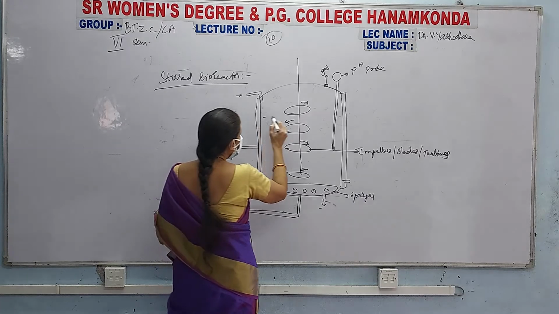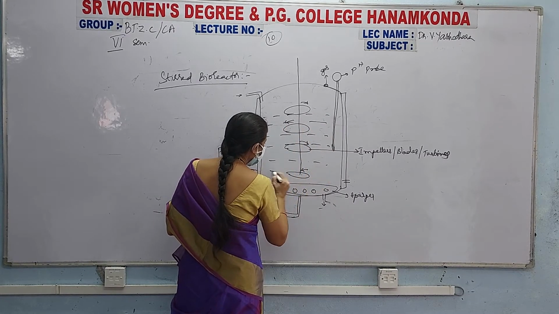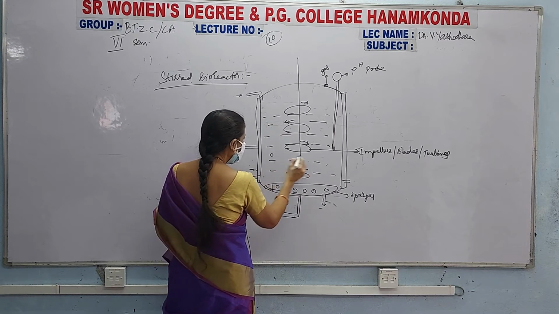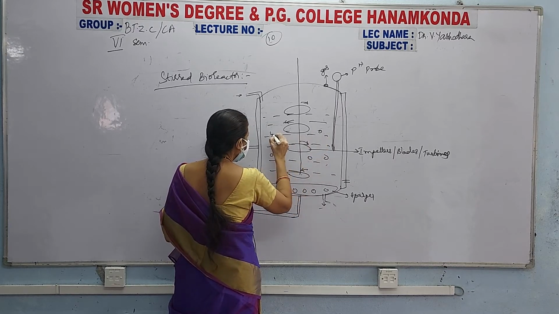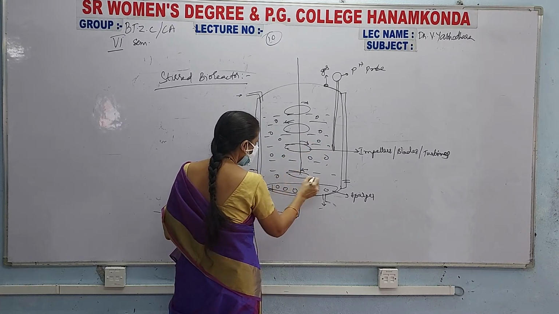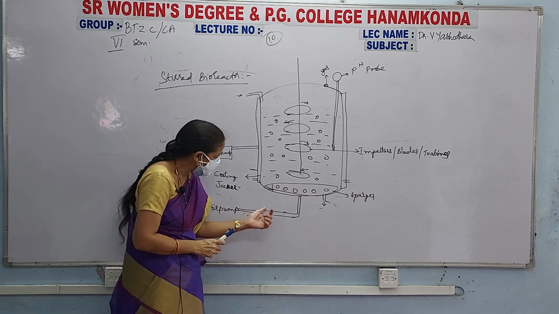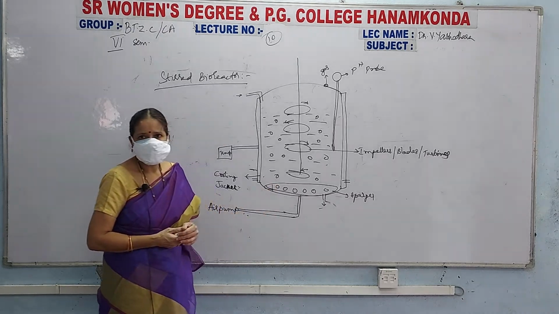Now pour the nutrient medium. Along with the nutrient medium, you add your microorganisms like this. Release the microorganisms through the inlet into this. Now see here, now air is pumped, and what is the use of sparger here?